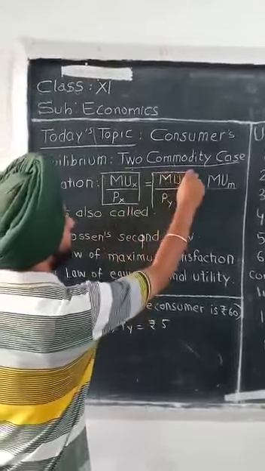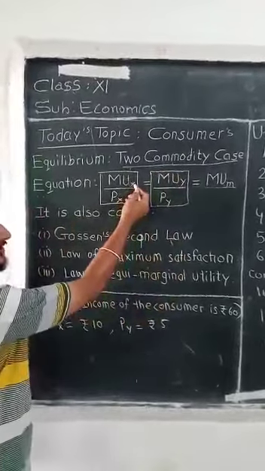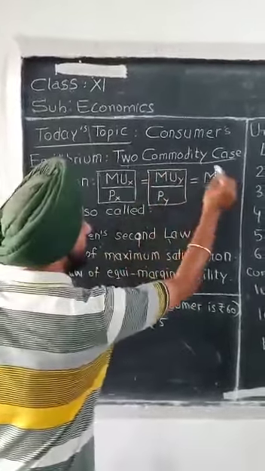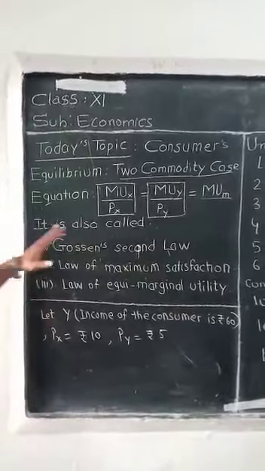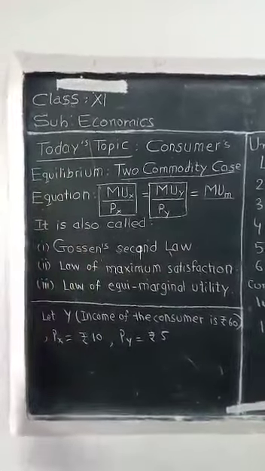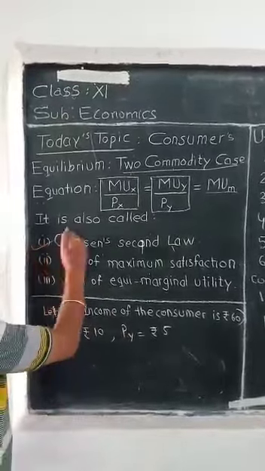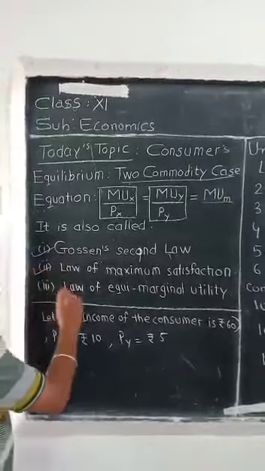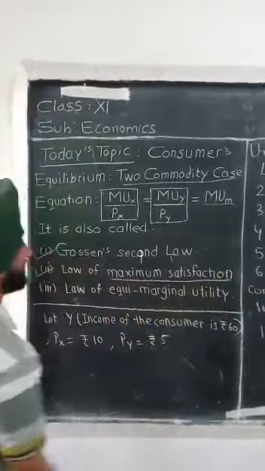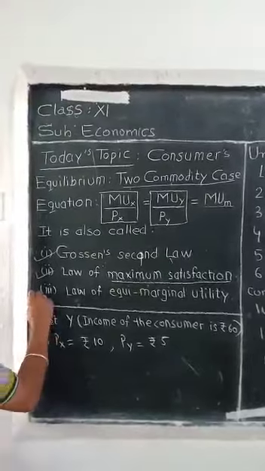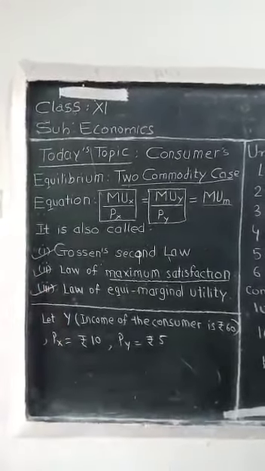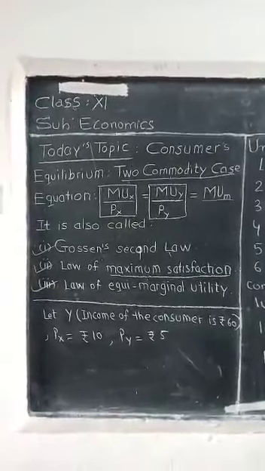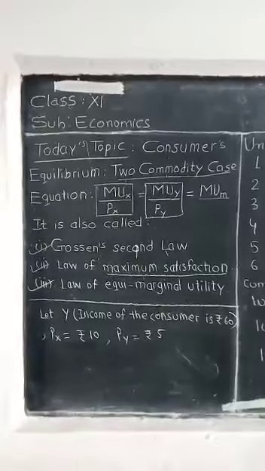So this was the consumer's equilibrium one commodity case. For the second commodity, in combined sense, marginal utility of x divided by price of x equals marginal utility of y divided by price of y, which should be equal to marginal utility of money. This is the equation. This consumer's equilibrium two commodity case is also called Gossen's second law. It is also called the law of maximum satisfaction, and third, the law of equimarginal utility. These are the secondary names of this topic.